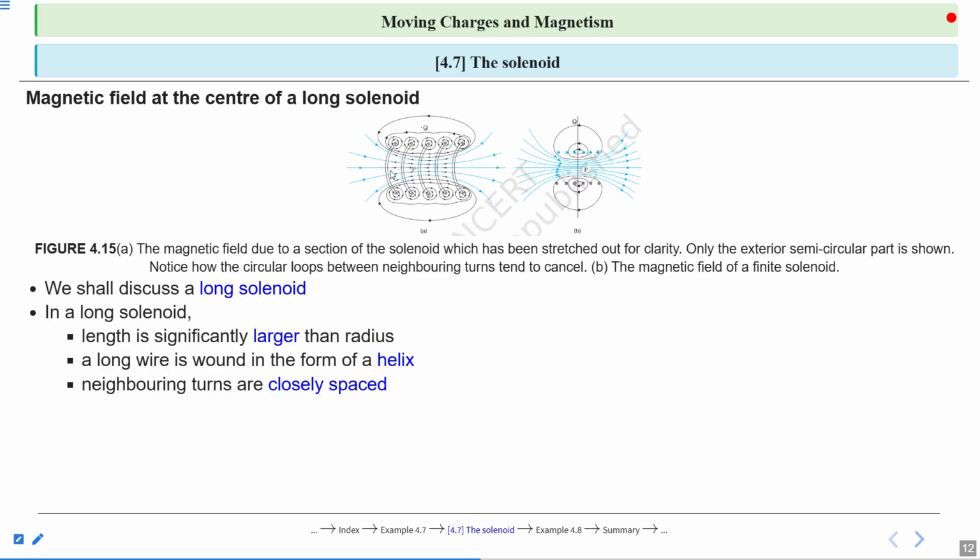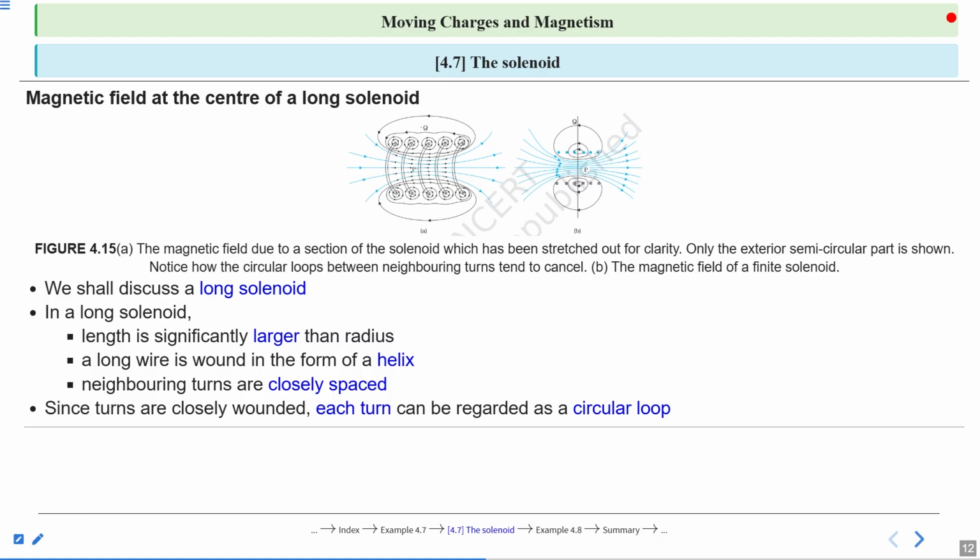Like in the A diagram, there is a distance between the windings, but it is shown for simplicity. But in actual condition, there is a very much smaller distance between the windings. Sometimes it is negligible. Windings are very closely wound. So the turns of the solenoid are closely spaced.